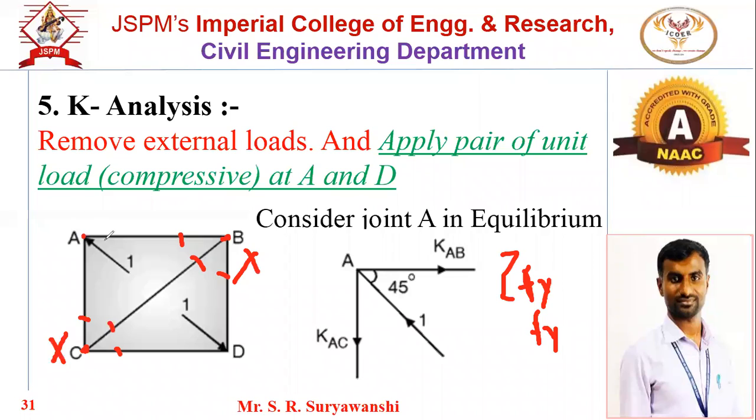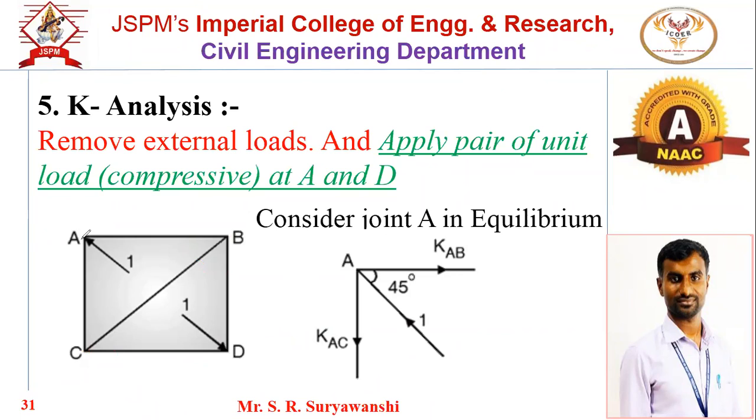But at joint A or D, we are having two unknowns and two conditions, which can be solved easily. Two equations, two unknowns can be solved easily. So that's why either you can consider joint A or joint D. So here I have considered joint A. Initially, I have considered the joint A.